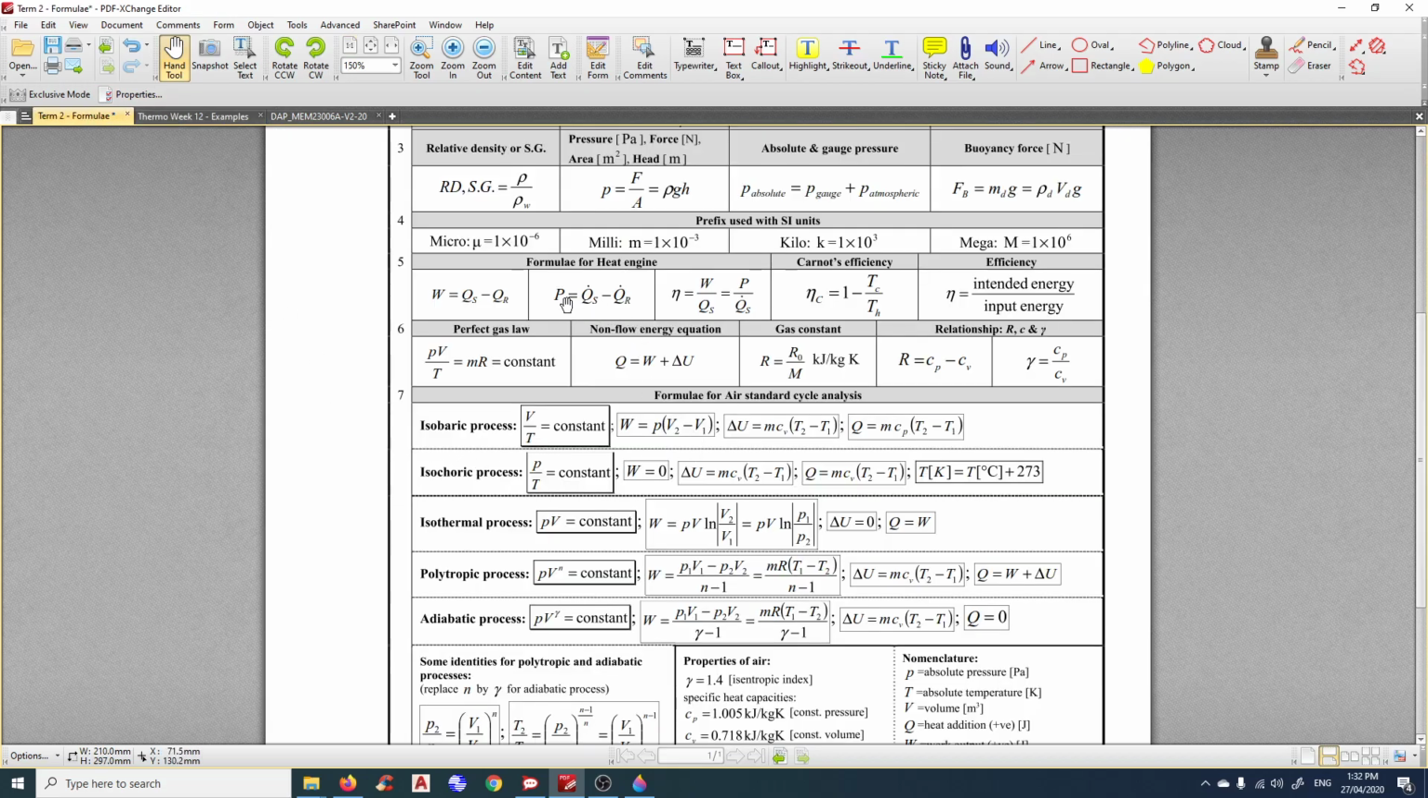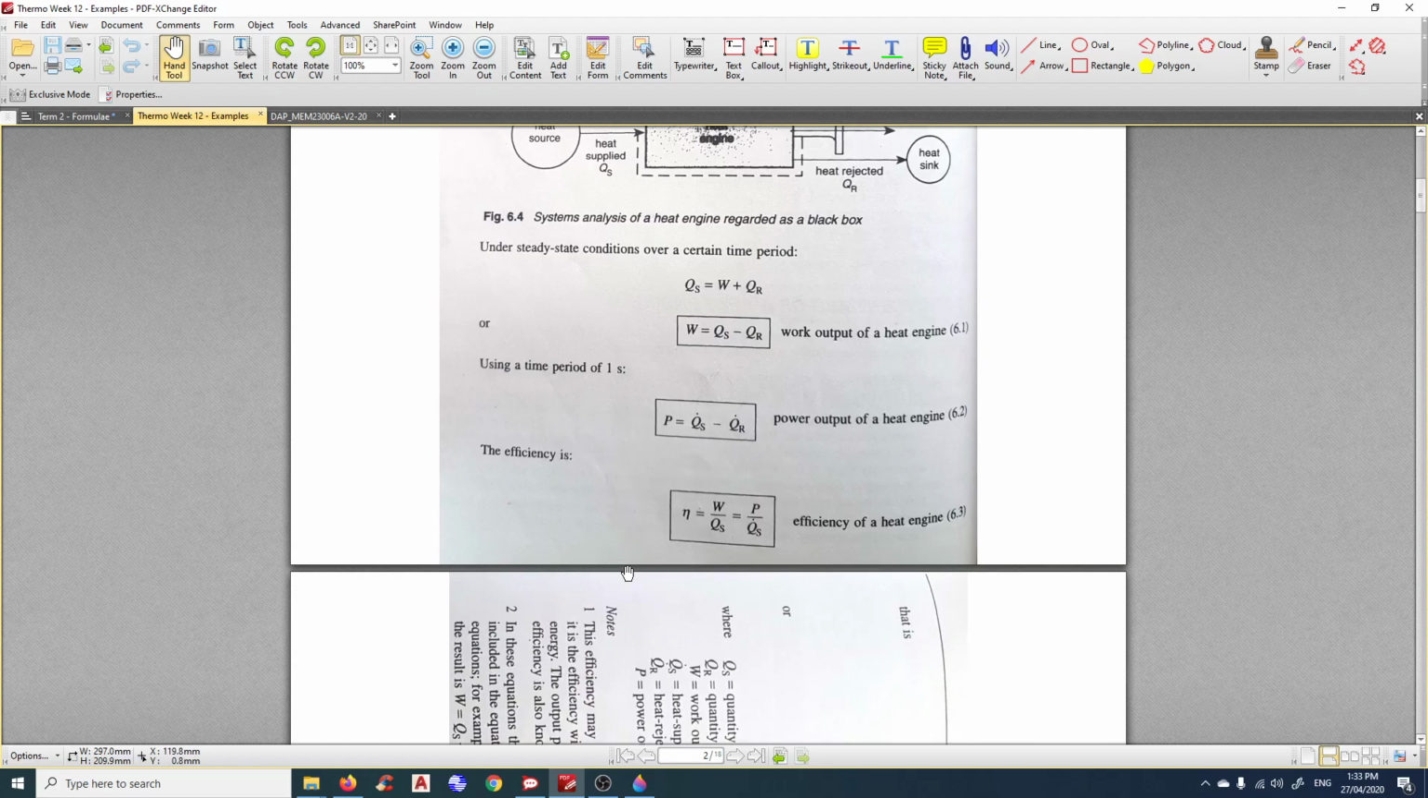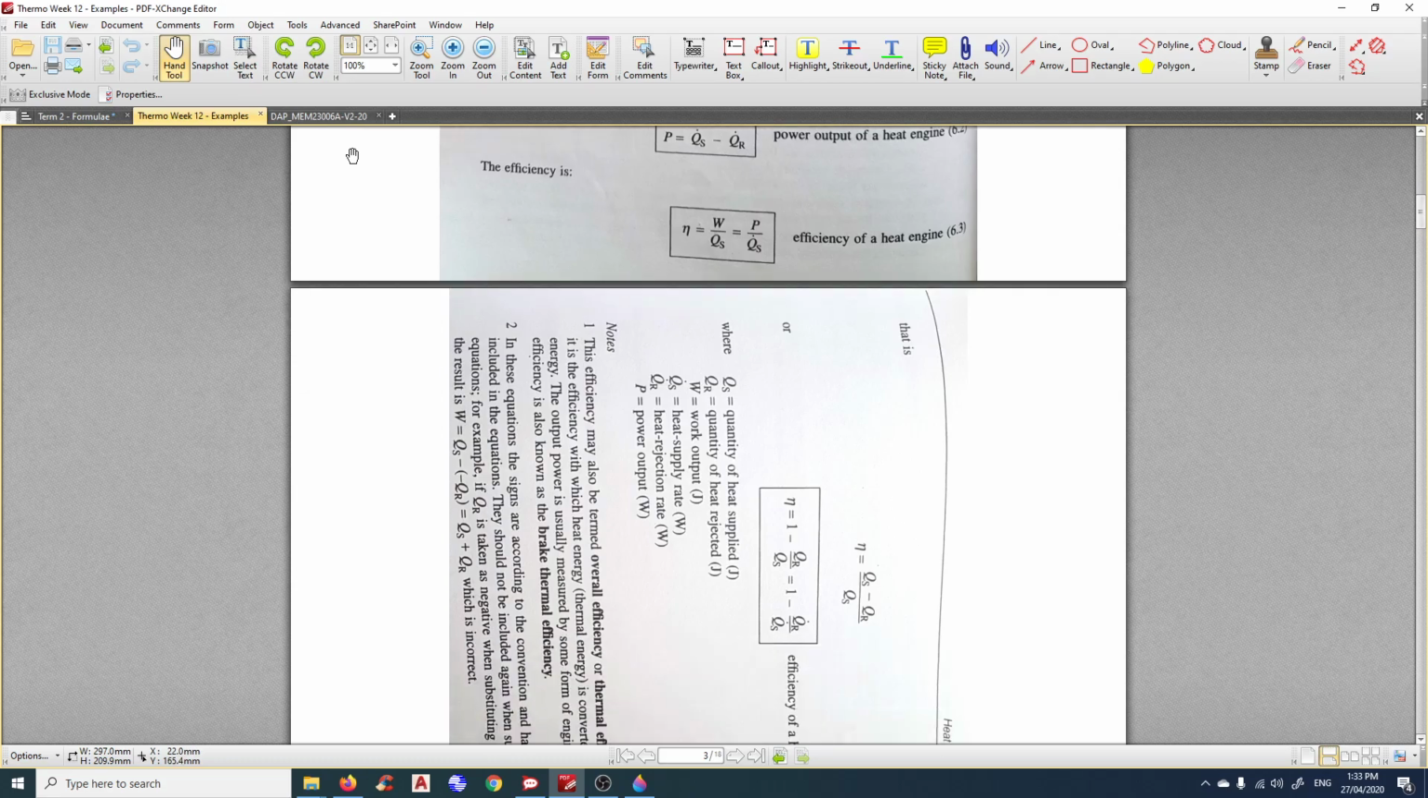And if it becomes power, which is rate of energy, then you put a dot on it, because it's going to be the rate of heat being supplied and the rate of heat being rejected. So there is a time involved. Efficiency is work over Q supply, or power over Q dot S, which is the same here. Okay, so this is a heat engine.